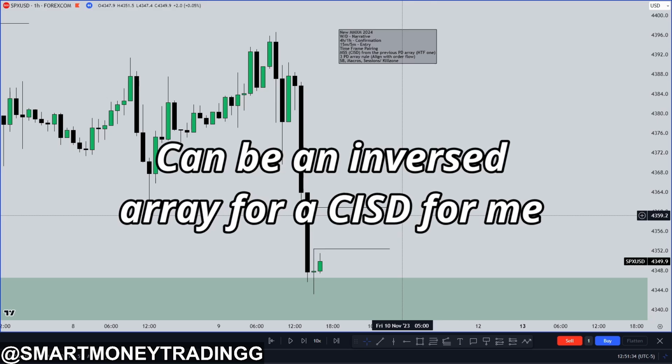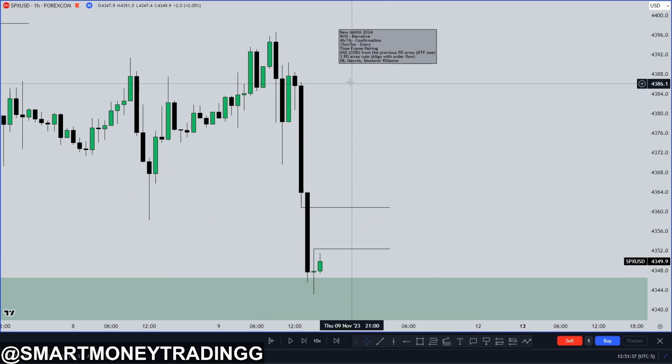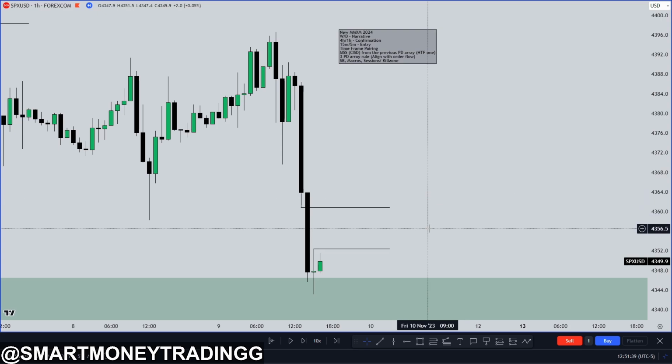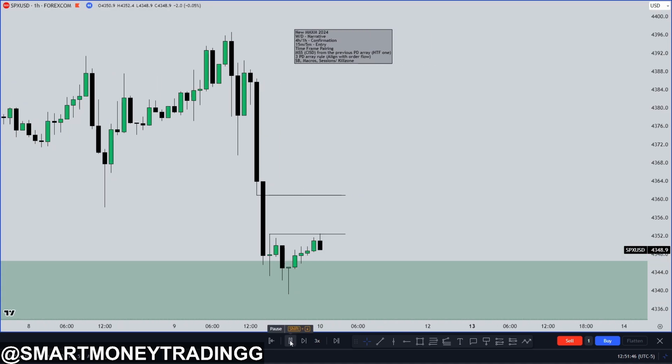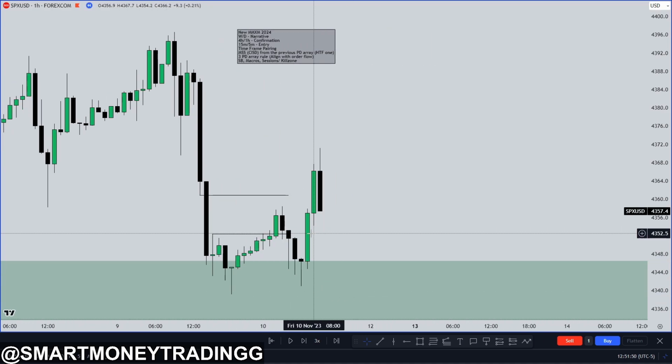It doesn't have to be strictly an inversion or an order block, and you don't always have to look for a market structure shift if you are following the higher time frame order flow. That's how I view it from my perspective. So we're going to go to 3x, and we're just going to show you guys. So boom, we're going to see a market maker buy model form here.